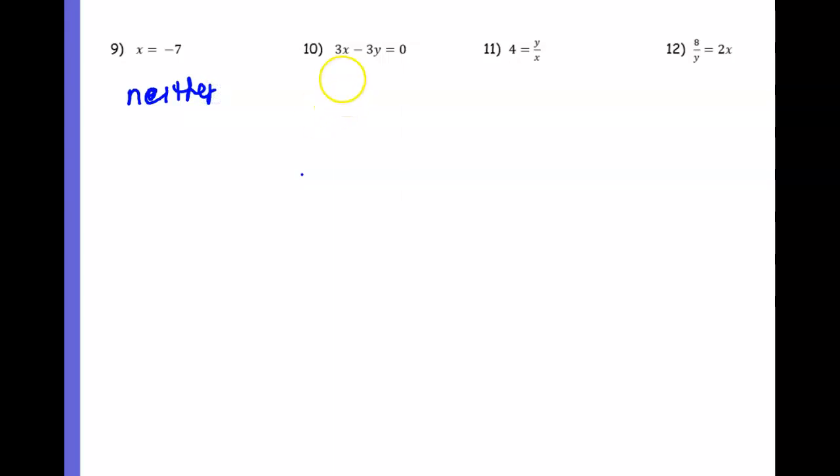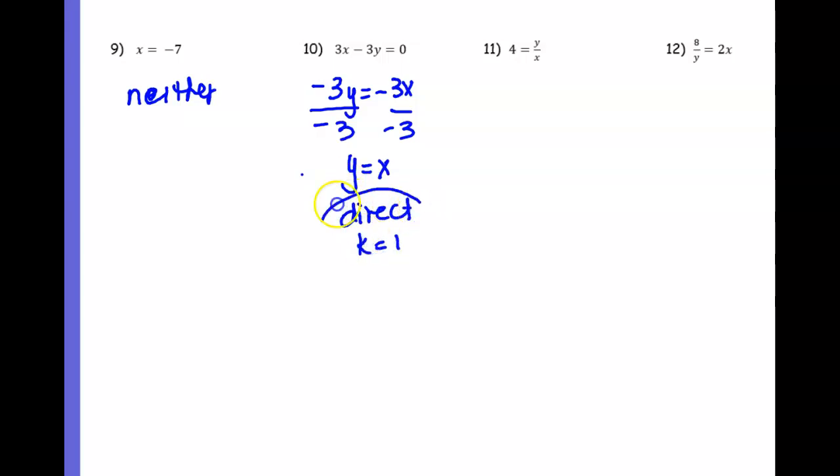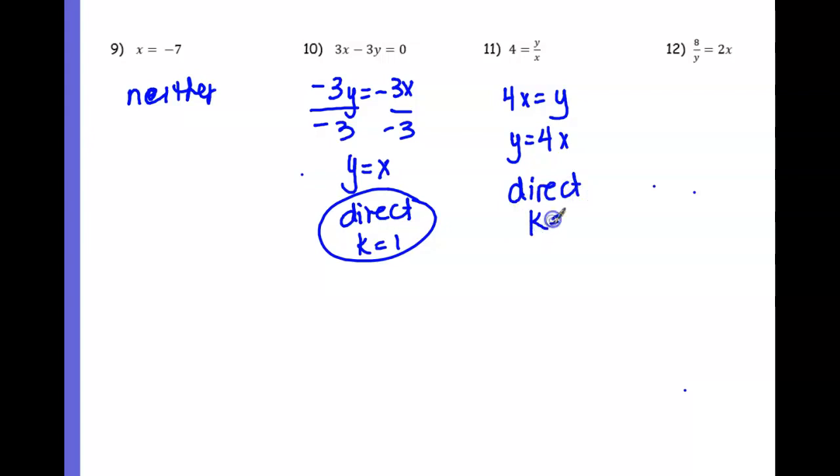Okay, this one, if you solved, divide by -3, you're ending up with y is equal to x. So in this case, it's direct, and your k is equal to 1. Okay, if you solve for y, you would multiply both sides by x, so 4x would be equal to y. Okay, or y is equal to 4x, so this would be a direct, and your k would be equal to 4.